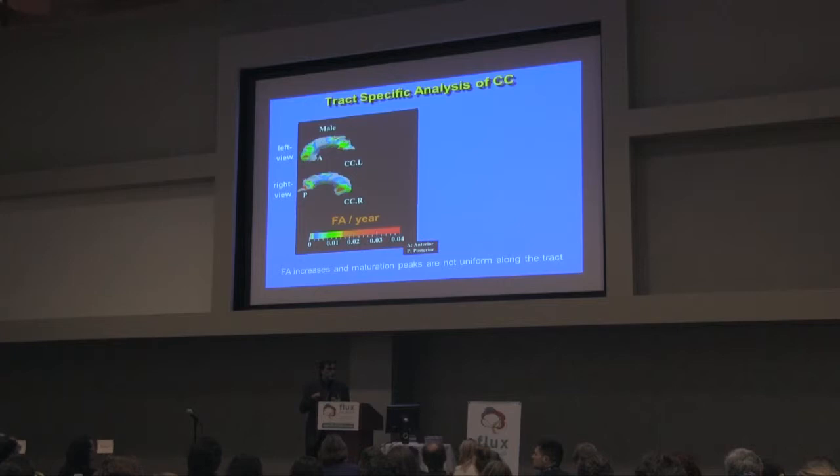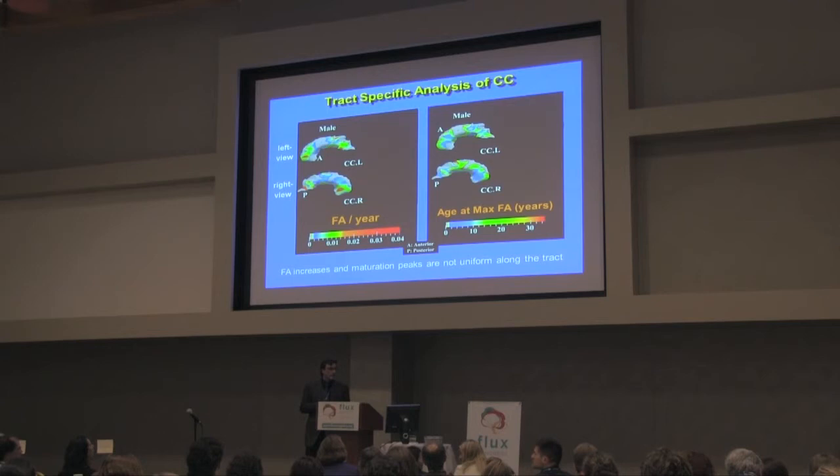If you look at the age at the maximum FA, you can see that most of the tracts, a lot of the regions of the tract develop before the age of 10, but there are some regions that are into the teens.